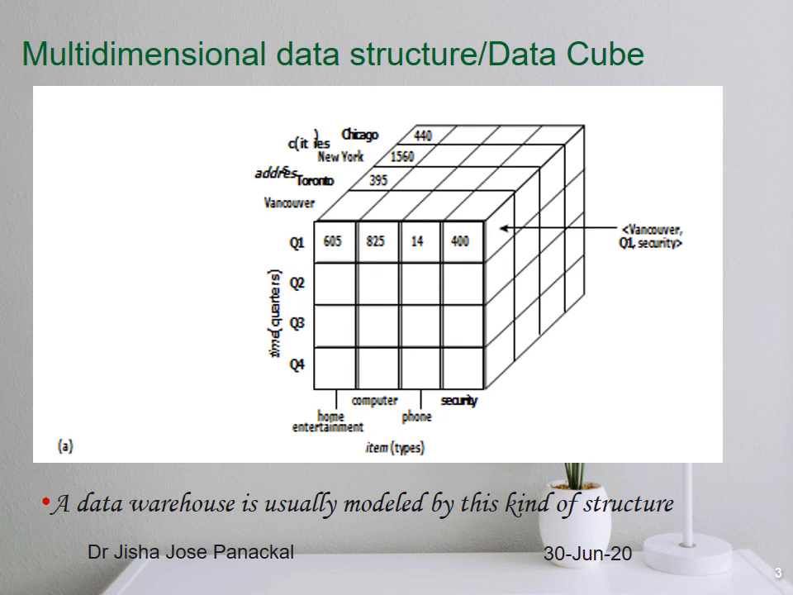Each cell is used to store aggregate or summary data that can be used for analysis. For example, here the cell value for home entertainment, quarter 1, at the city Vancouver is 605, and for the security item for quarter 1 at city Vancouver we have 400. That is a cell value. A data warehouse is usually modeled by this kind of structure.